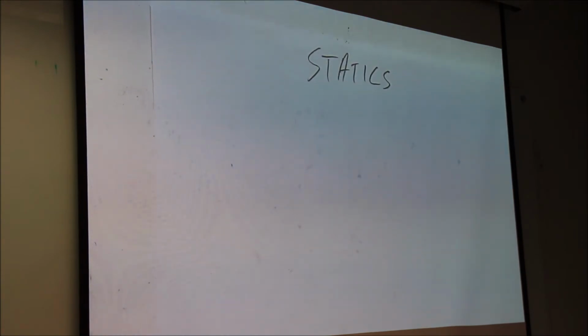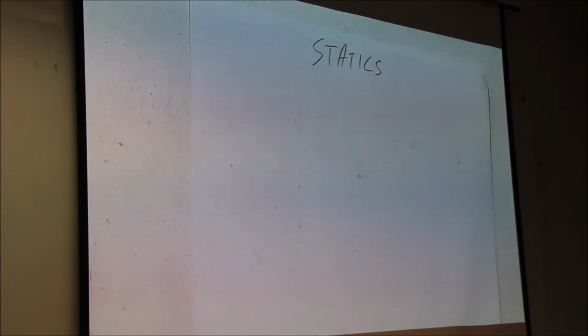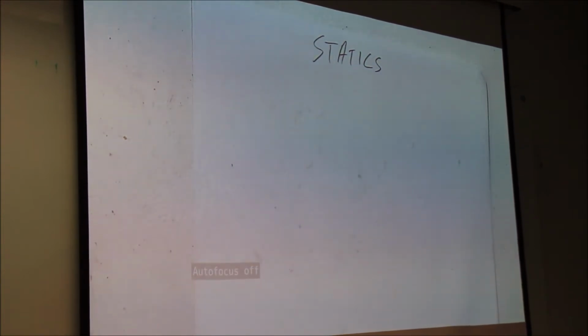I think you can get it to stop autofocusing somehow, but I don't know how. Yeah, probably. Oh, there we go. No more autofocus. Great.